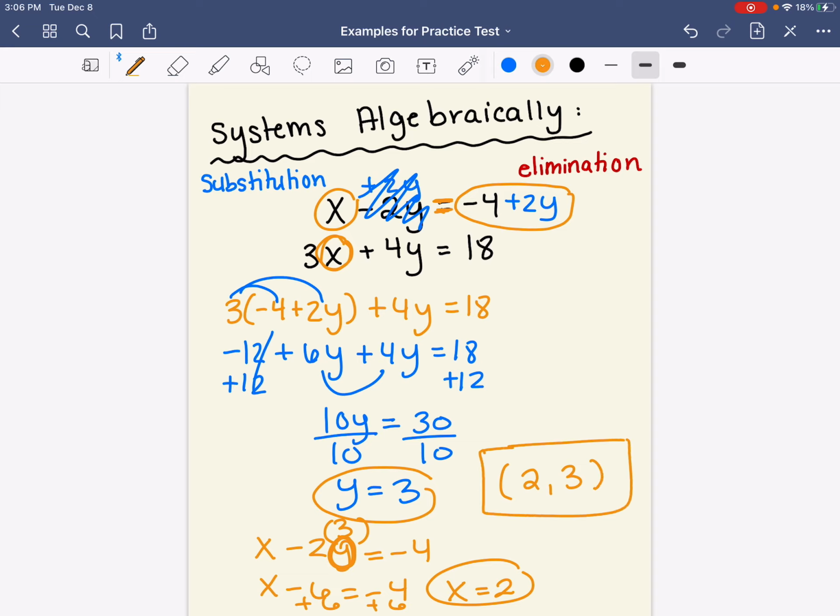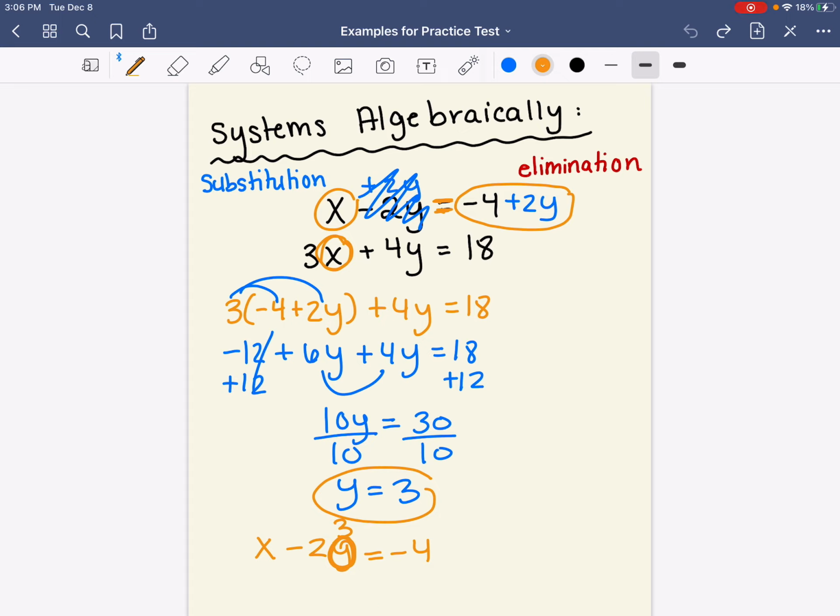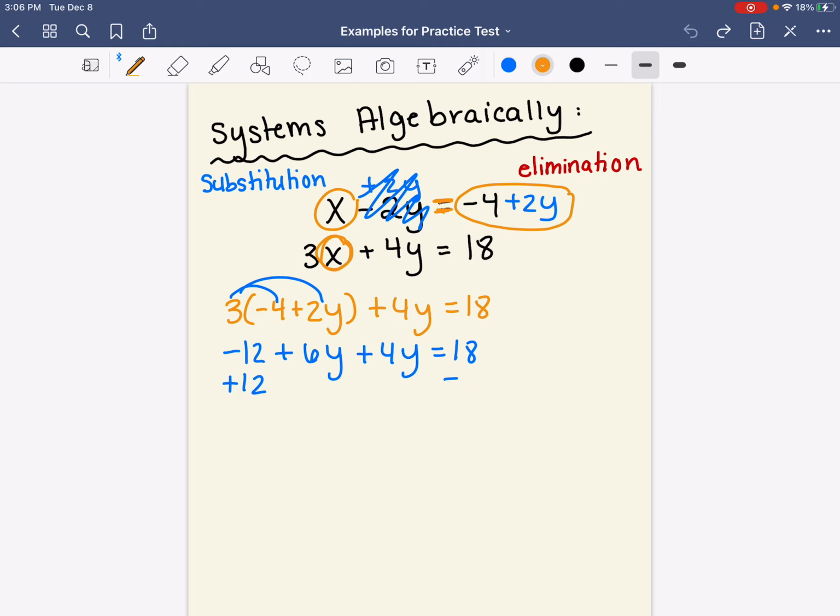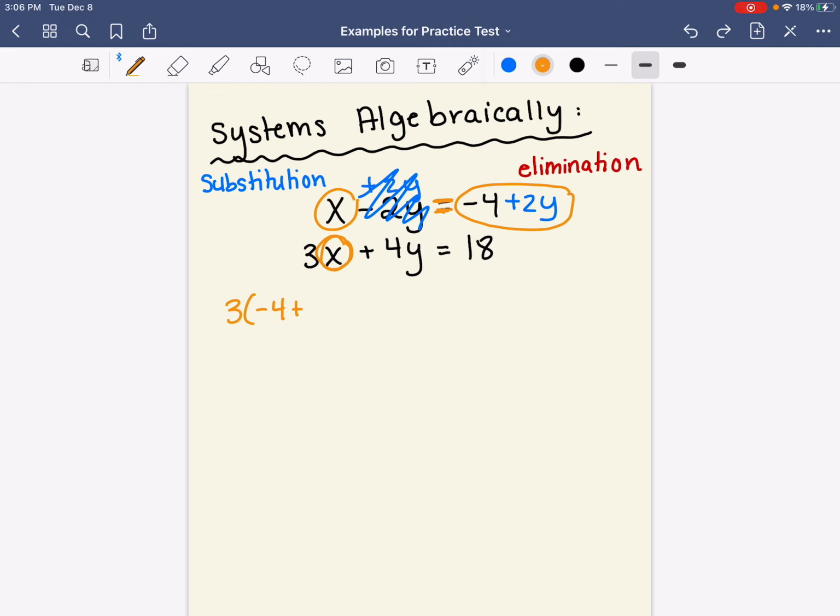So that's the substitution method. You have to get one variable by itself, and then you plug it into the other equation. The other method that we have is called the elimination method. In order to do the elimination method, you're trying to eliminate one of the variables. I'm going to go all the way back to the beginning, and I'm trying to see if either they have the same coefficient in front, or I could easily multiply one of the equations to get the pieces to be the same in the front.